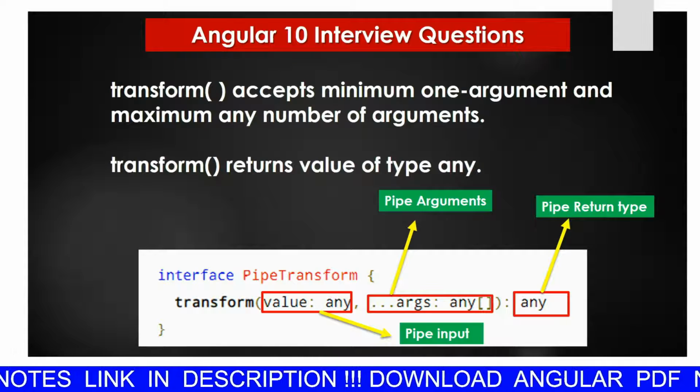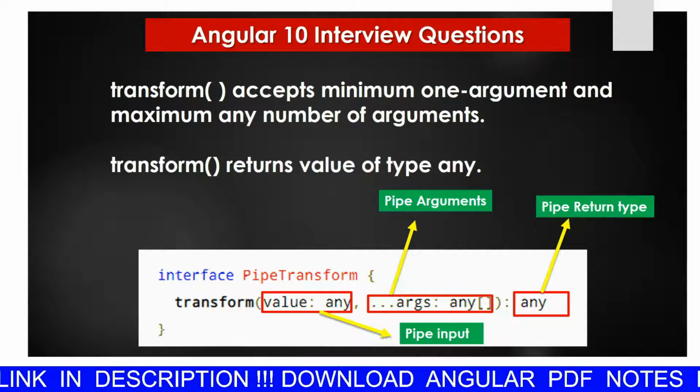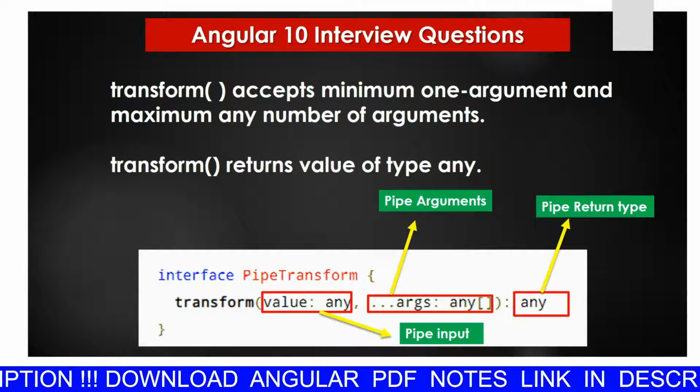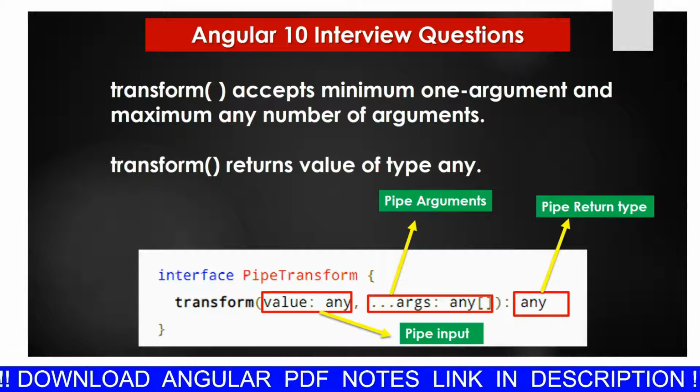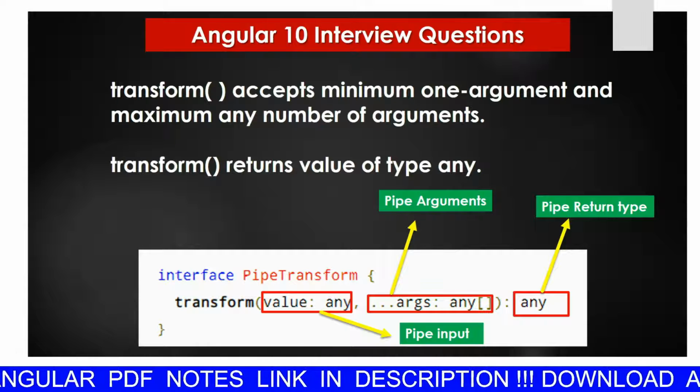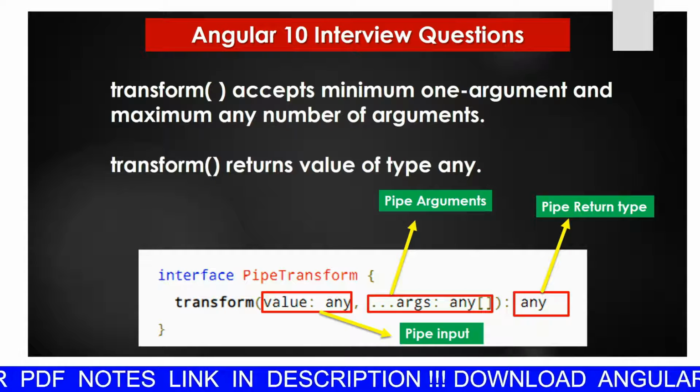Next question. What is transform method? The transform method accepts a minimum of one argument and a maximum of any number of arguments, guys. The transform method returns a value of type any, guys. You can see that below. The transform method has two parameters. Okay guys. And there's one return type.